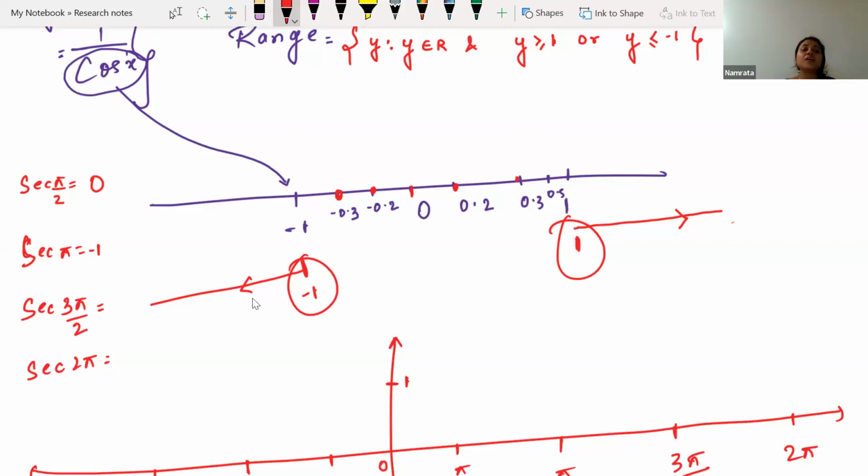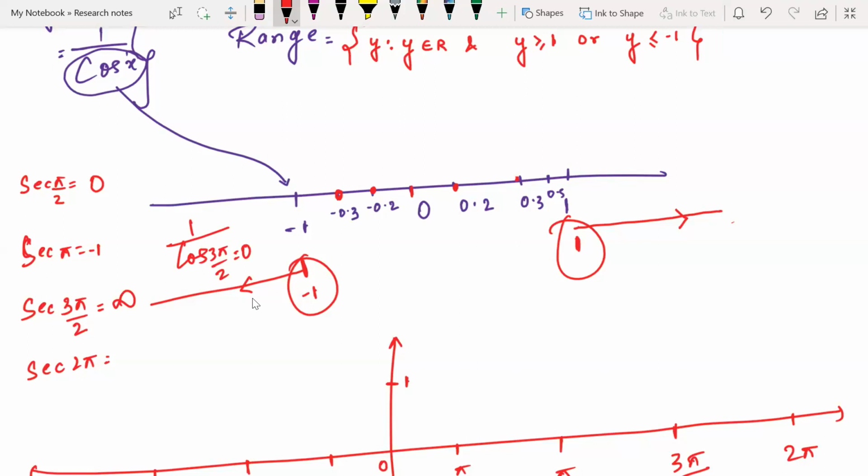Again an odd multiple of pi by 2, please don't forget. Cos 3 pi by 2 is 0. So sec 3 pi by 2 will be 1 by 0. That means infinity. Can I write infinity? Yes, ma'am. Similarly, sec 2 pi. So cos 2 pi is what? 1, right? Yes, ma'am.